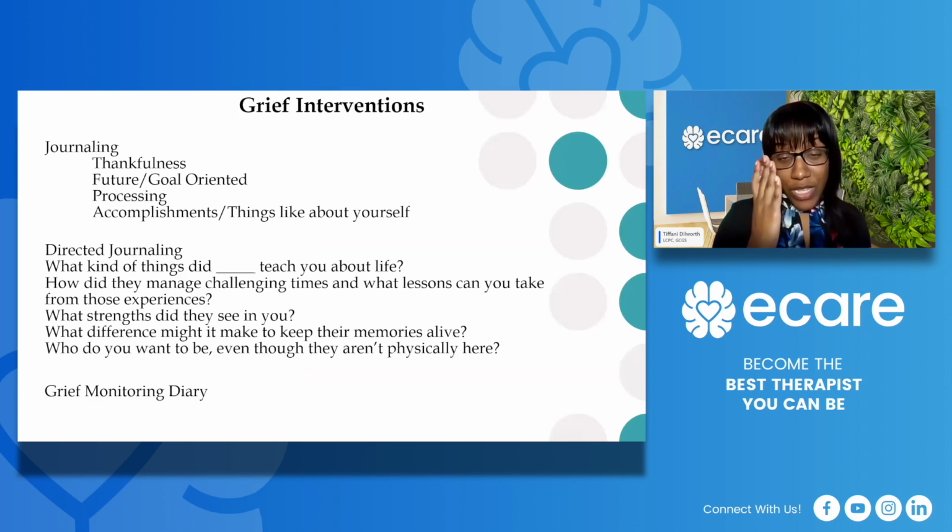And then the next is journaling. There's many different types of journaling, so it's about finding the best fit for your clients. There's thankfulness journaling, future or goal-oriented journaling. There's processing, which is what most people do.